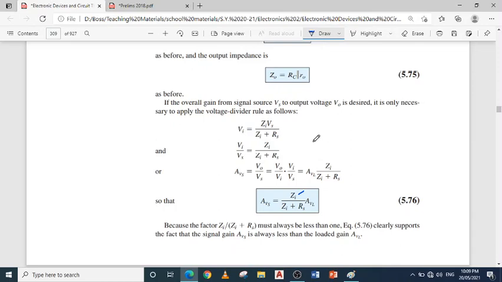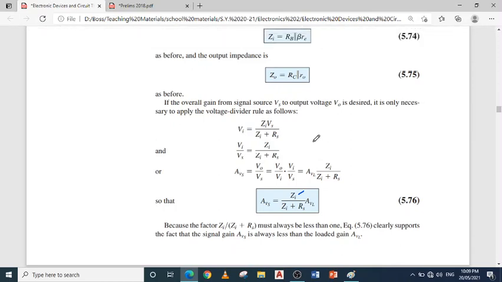It looks something like this. And of course, that is ground. So, this is RS, and this is ZI. You are just computing the voltage across our ZI. So, our AVS is ZI divided by ZI plus RS, times AVL. So, it is like a domino effect.